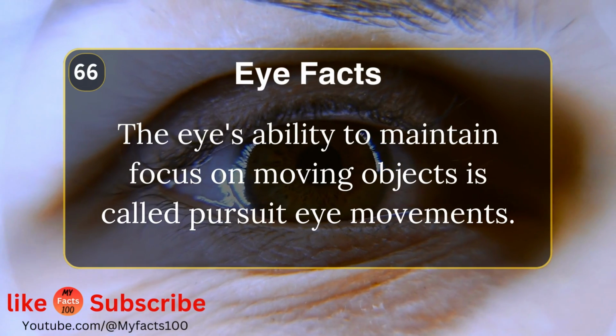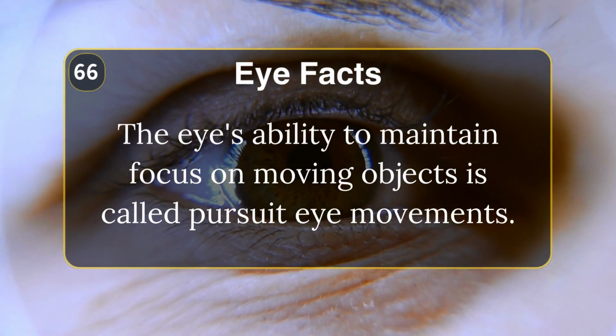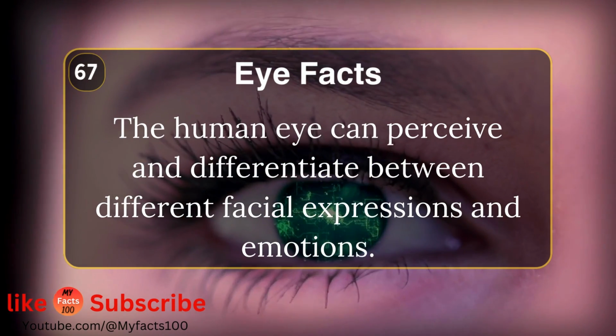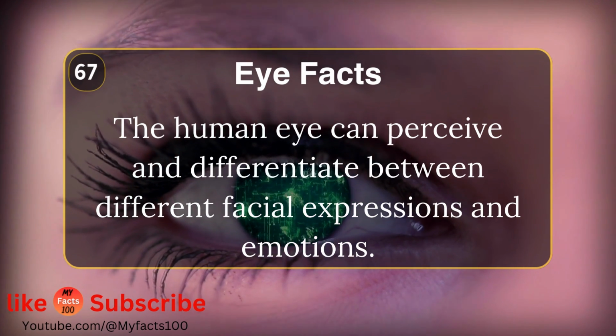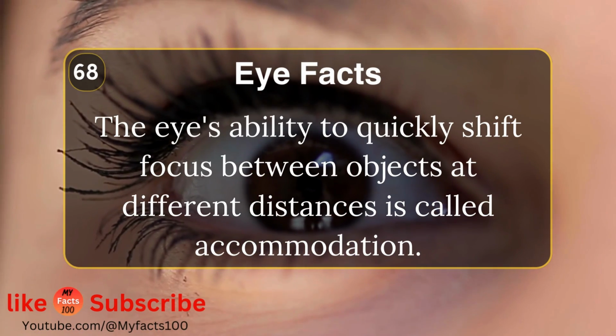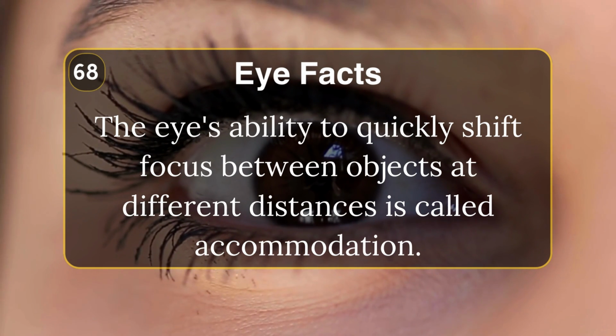The eye's ability to maintain focus on moving objects is called pursued eye movements. The human eye can perceive and differentiate between different facial expressions and emotions. The eye's ability to quickly shift focus between objects at different distances is called accommodation.